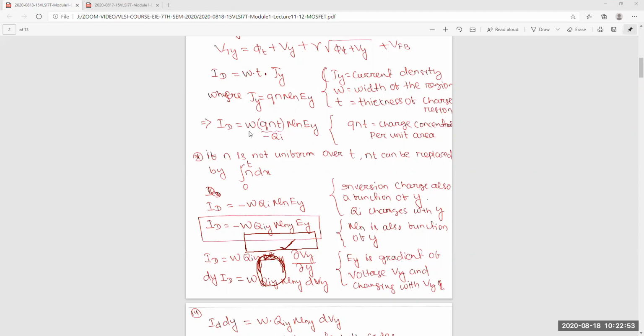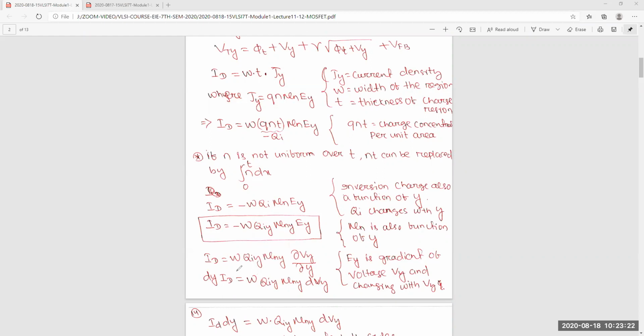ID is equal to width into Qn thickness mu n electric field, and this part is now your Qi. So now come to this point. ID is equal to minus W Qi mu n Ey. So now ID is equal to this, removing this.